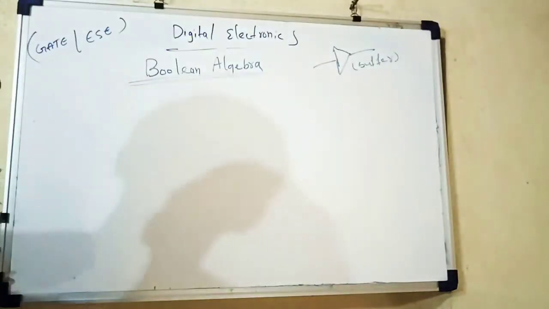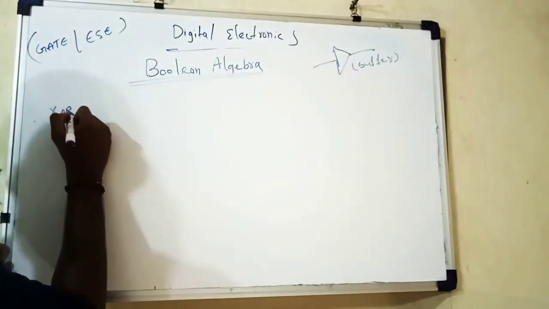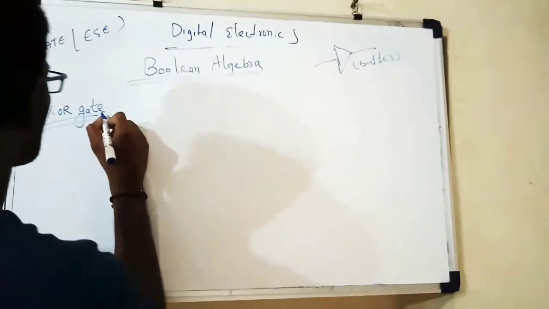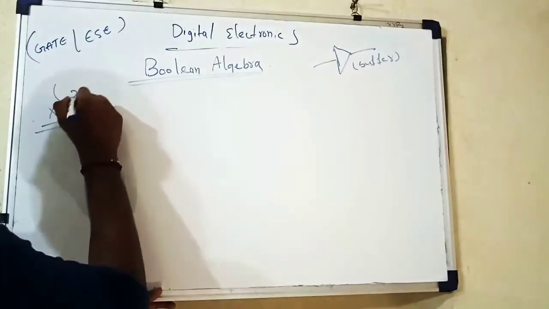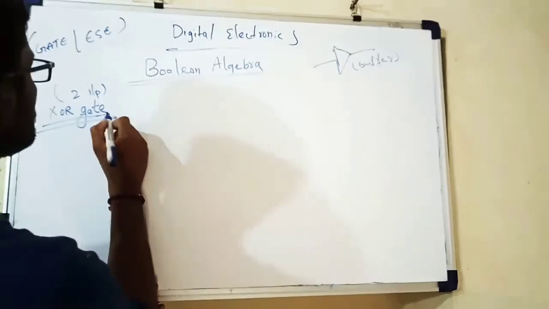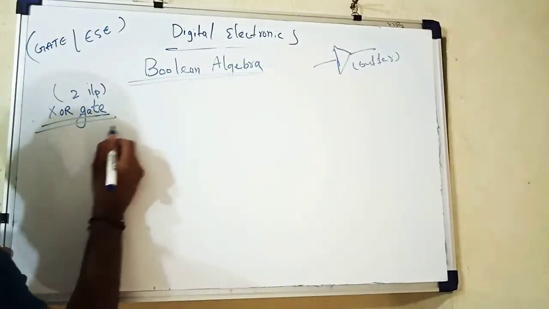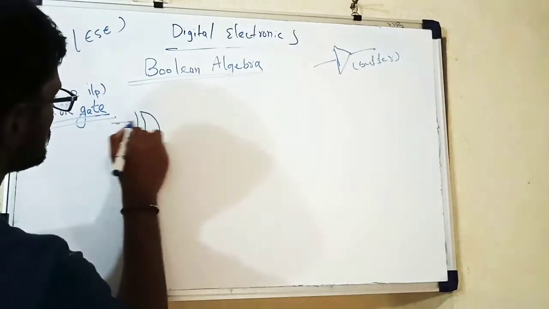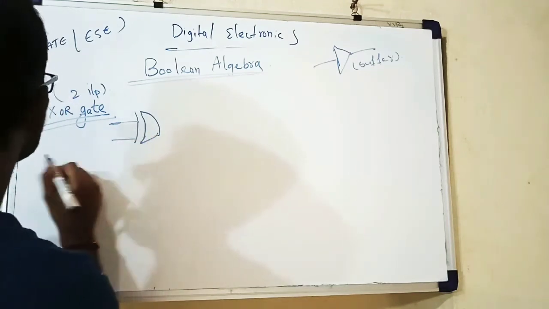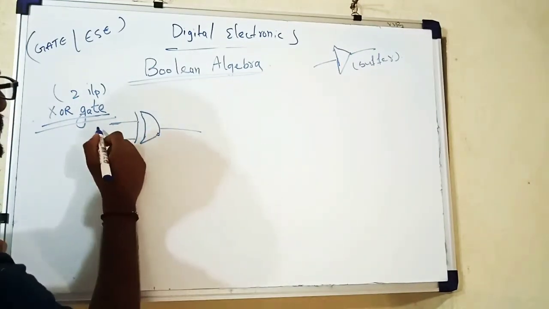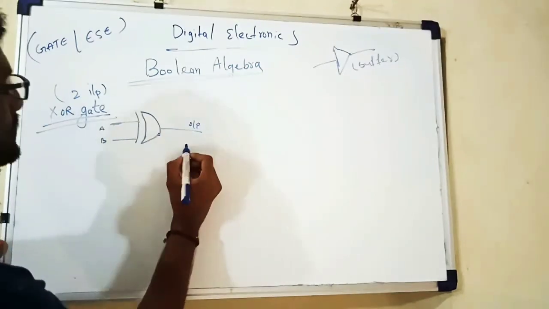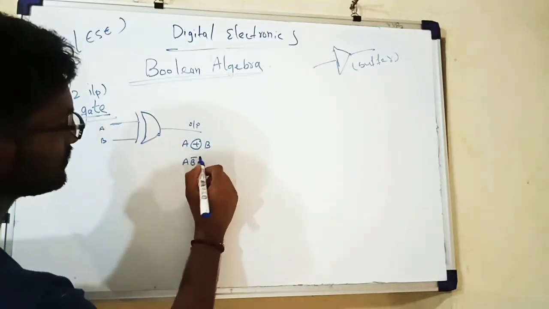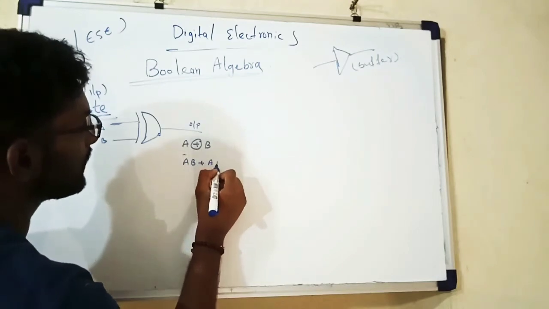Now let us see the XOR gate and XNOR gate. This is XOR gate. Here we are considering only 2 input XOR gate. Here for the XOR gate, the logic symbol has inputs A and B and this is the output. A XOR B can be represented as A bar into B plus A into B bar.